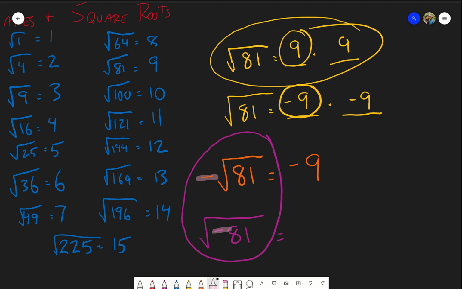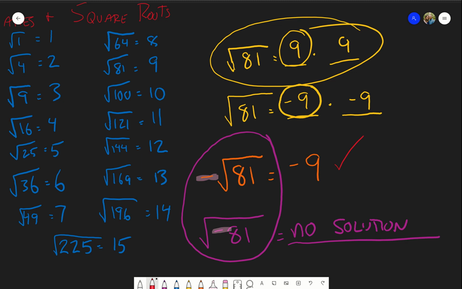If the negative sign is outside, that's okay. We can do that. If the negative sign is inside, there is no solution. There are not two numbers that multiply together to equal negative 81. It doesn't work that way. Okay, so negative numbers don't work like that. All right, so there's some understanding in the positives and negatives.